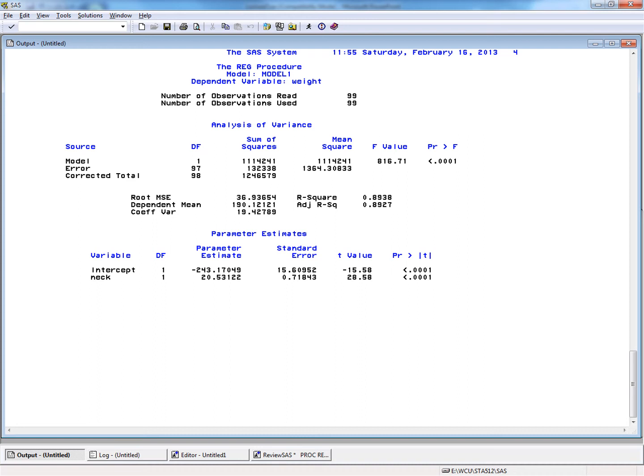You could also verify that if you do 1114241 divided by 1246579. Again, I encourage you, get your calculator out, put it in. That's how we calculated R squared. R squared, remember, was SSR over SSY. So do that division yourself and see that it in fact does equal 0.8938. Start to get a feel for how this kind of beautiful table all fits together.